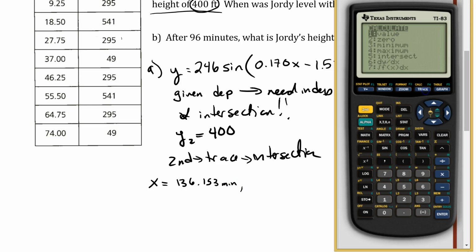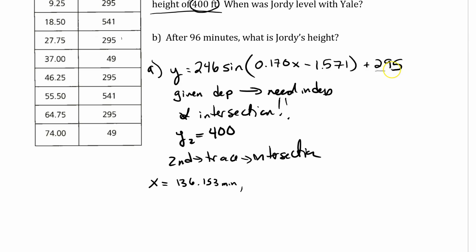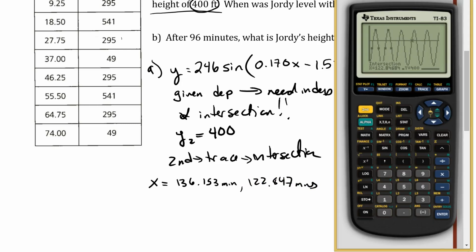So second trace, intersect. I'm going to get closer. I'm going to go here, enter, enter, enter. And 122.847. We're going to do this for the remaining ones.